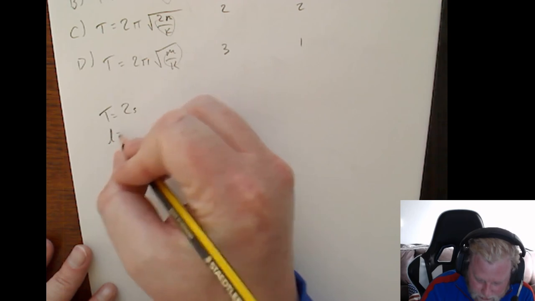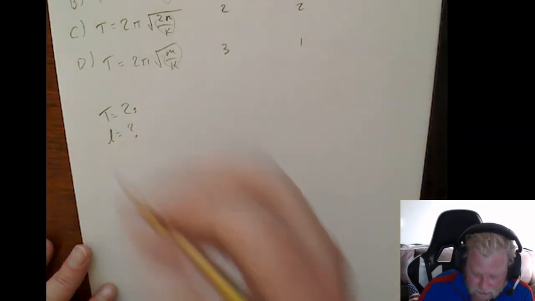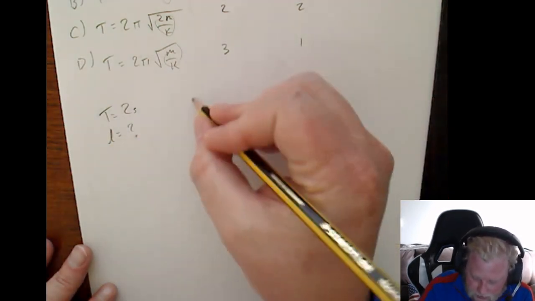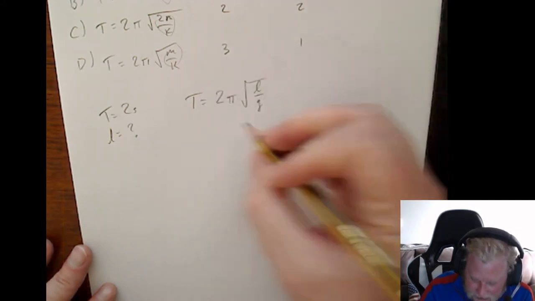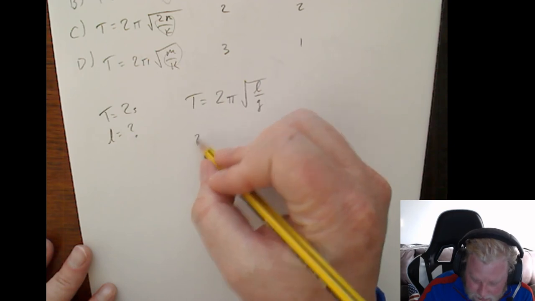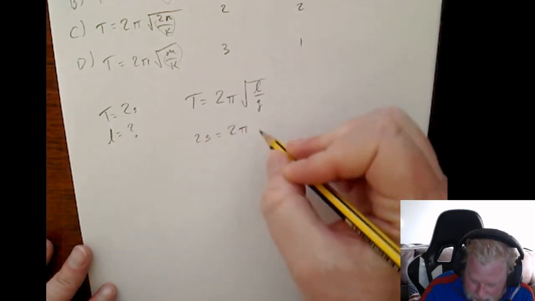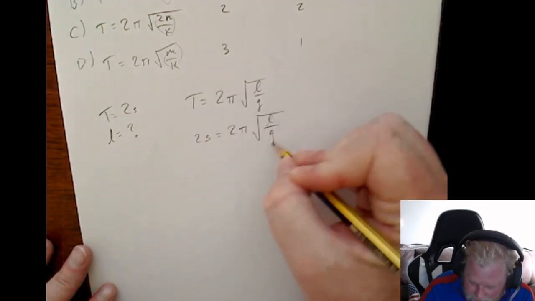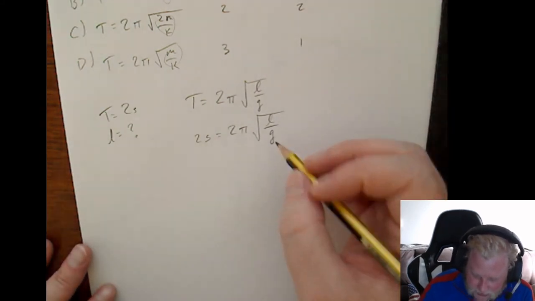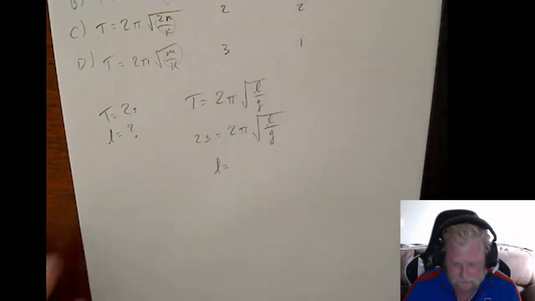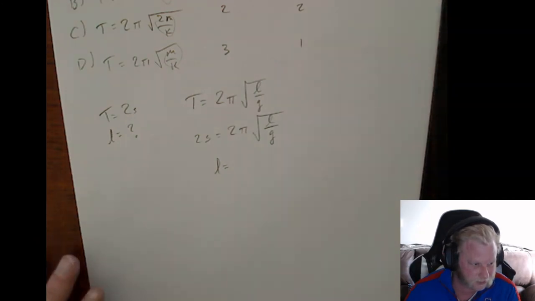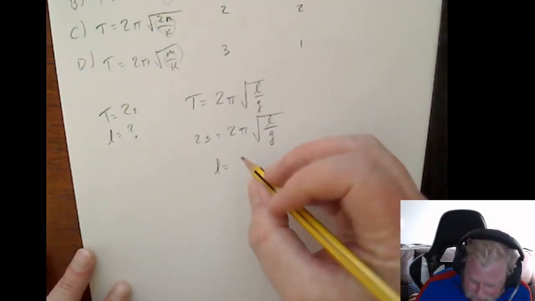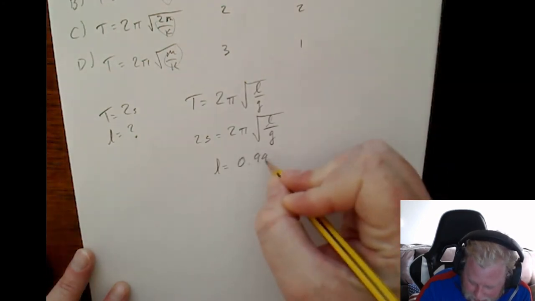We want to know the length of the pendulum. Alright, so T equals 2 pi times the square root of length over g. So 2 seconds equals 2 pi times the square root of length over g. And solve out for length. And you get a pendulum length of 0.99 meters.